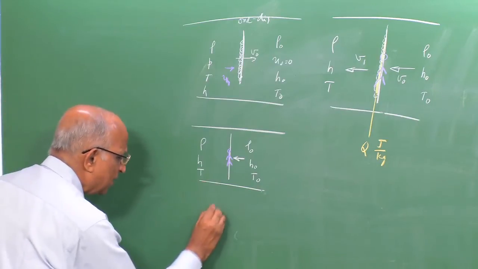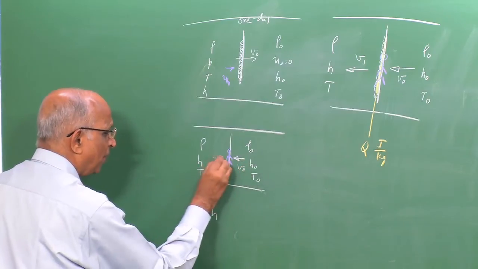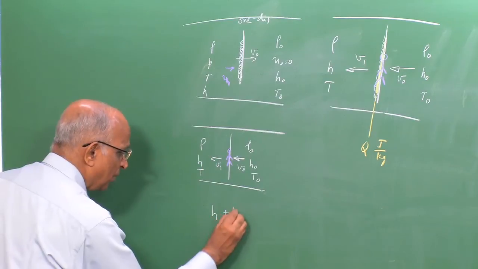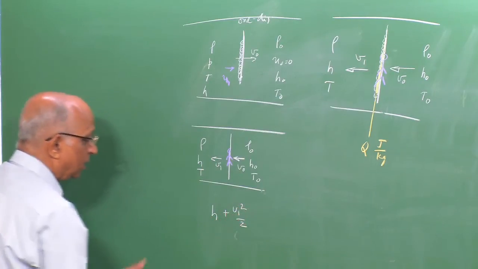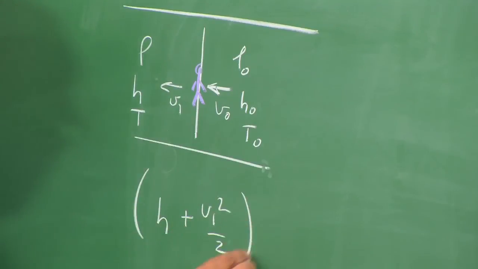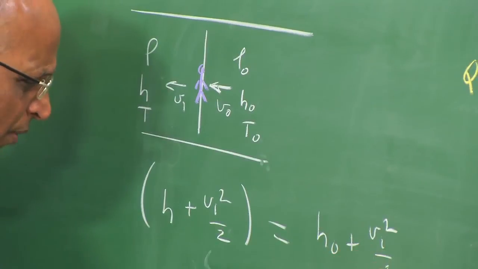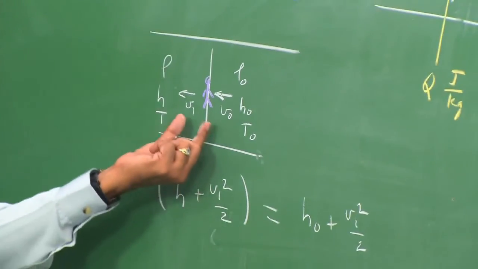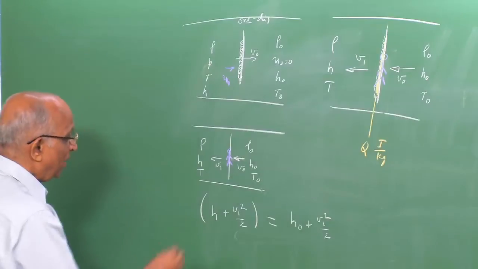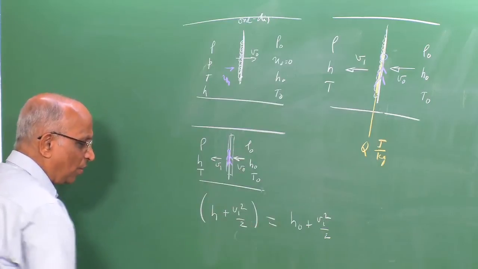Let us put the same notations down: let the velocity be v0, let the velocity be v1 here. We had h plus v1 squared by 2, from treating this as a control volume, equal to h0 plus v1 squared divided by 2. That is, the enthalpy and kinetic energy are balanced across the particular wave. And why did we do this? We defined a control volume, and in the frame of reference of this we wrote this.